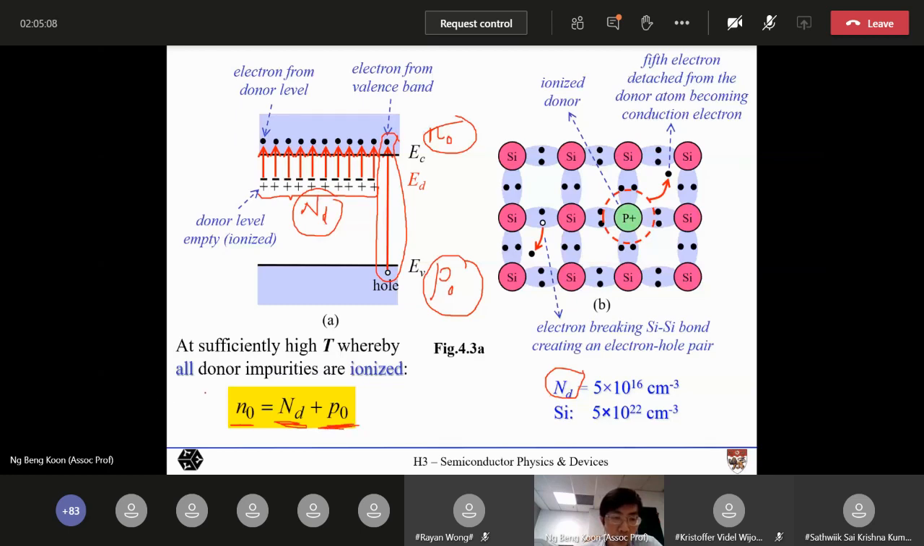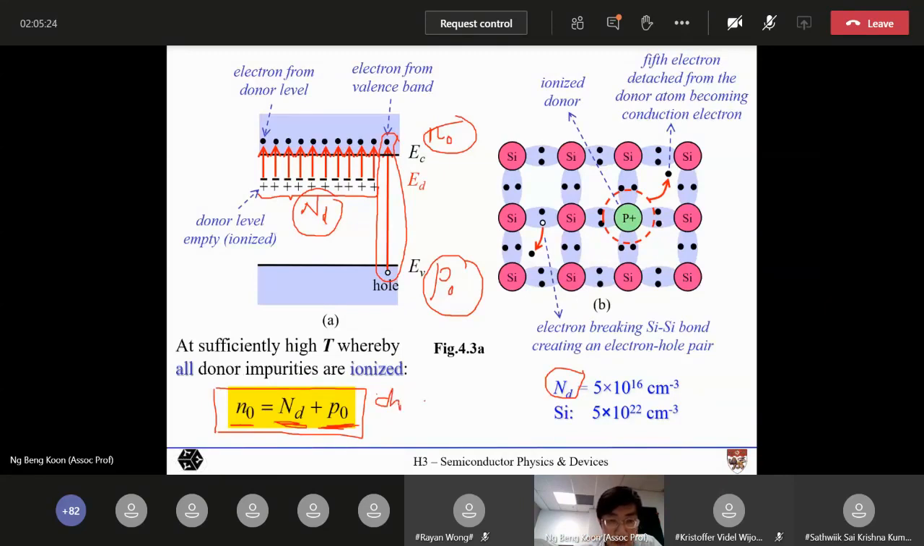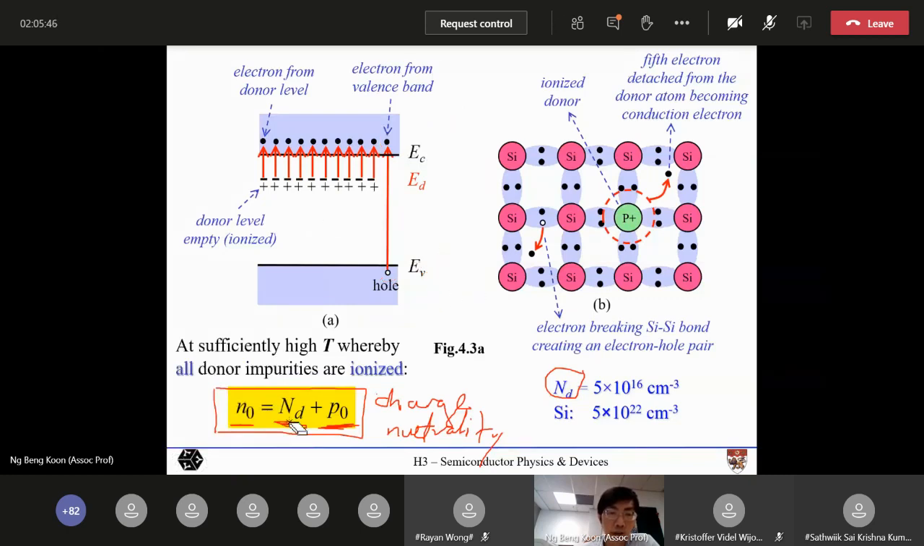So we have N naught equals Nd plus P naught. We call this the charge neutrality equation. This expression here is actually called the charge neutrality equation. Charge neutrality, because if you look at it from the point of view of conservation of charge, you can also get this equation, right?